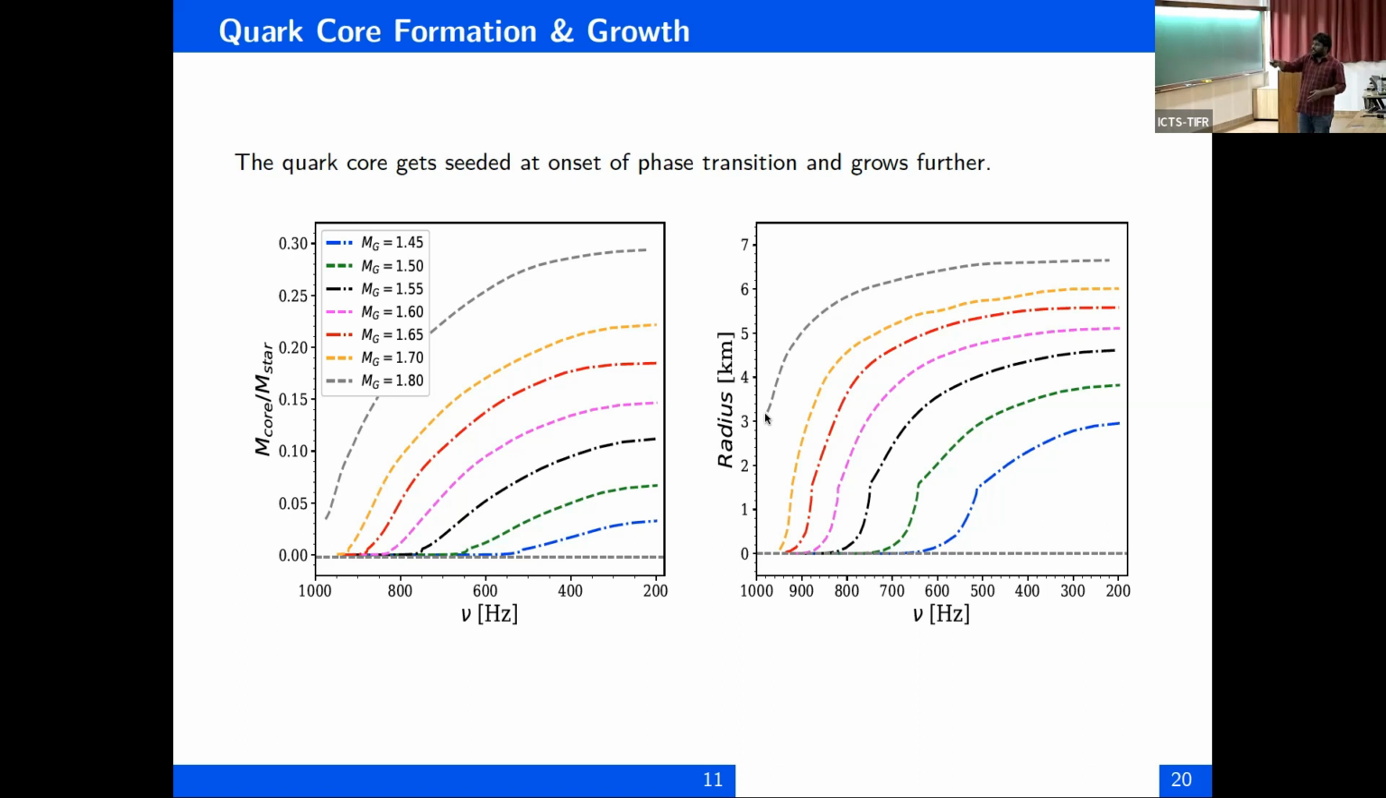And this is the radius of the quark core. Initially, we see that for most of the neutron stars, the radius of the quark core is 0. But when they slow down, in the 1.4 solar mass case, neutron stars at around 600 Hz attain a quark core, and the radius of the quark core becomes 3 km when they arrive at 200 Hz. For a 1.7 solar mass neutron star, which is this yellow curve, we see that it didn't have any quark core, but a quark core appears, and then we see that it keeps growing.